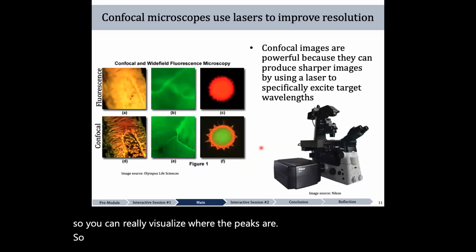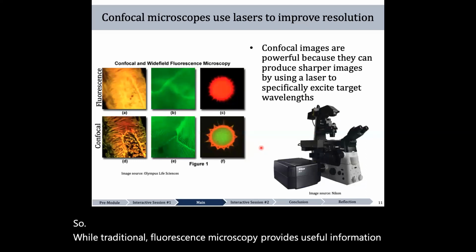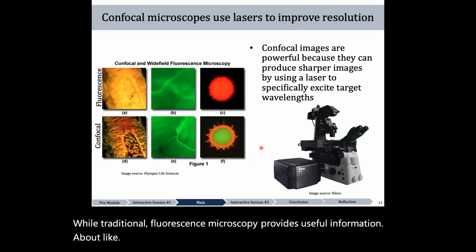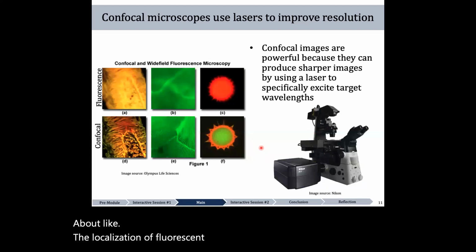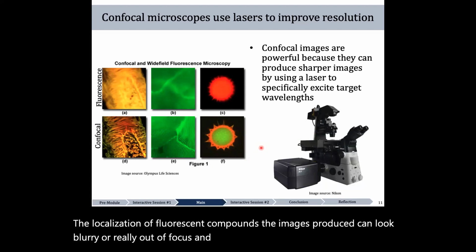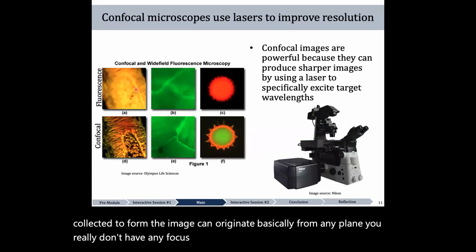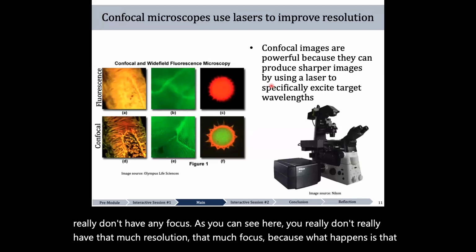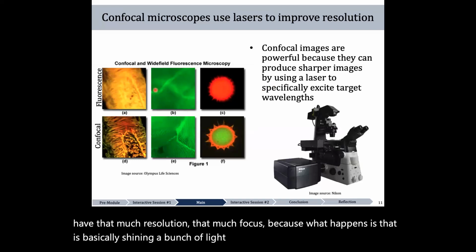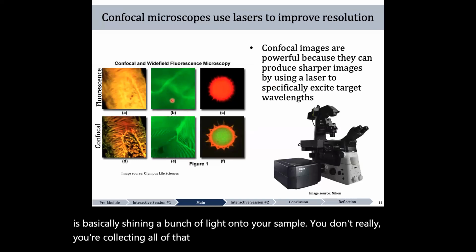So while traditional fluorescence microscopy provides useful information about the localization of fluorescent compounds, the images produced can look blurry or really out of focus. And this is because the emitted light that's collected from the image can originate basically from any plane. You really don't have a focus, as you can see here. You don't have that much resolution, because it's basically shining a bunch of light onto your sample and you're collecting all of that. So it's too much light, and it's really difficult to see details from one another.